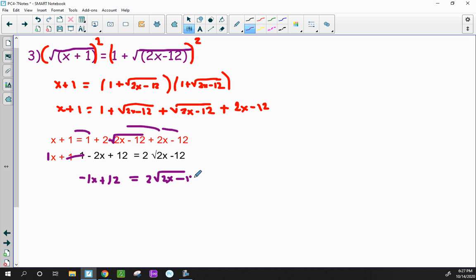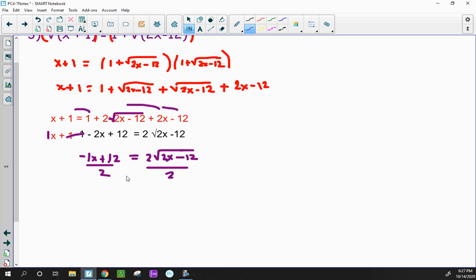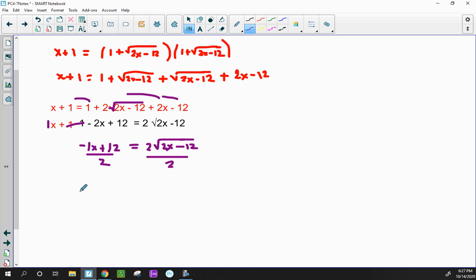Alright, and then from here, what you're going to have to do is, we're still in isolation mode. We've got this times 2, so we're going to have to divide both sides by 2. And you can see already the problem is a lot longer because there's radicals involved, 2 radicals. I'm going to write this as 2 fractions, so this is going to be like negative 1/2 x. And then 12 halves is 6. On the right side, the 2's cancel, and I'm left with the square root of 2x minus 12.